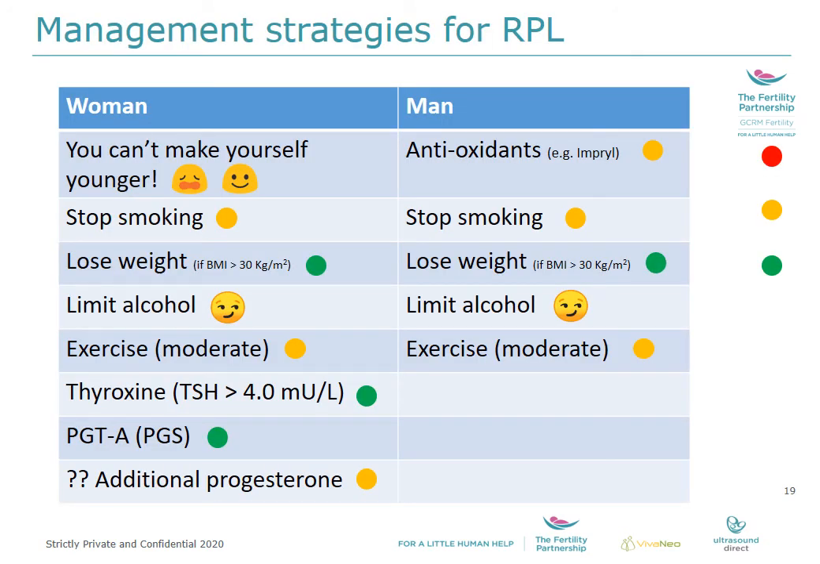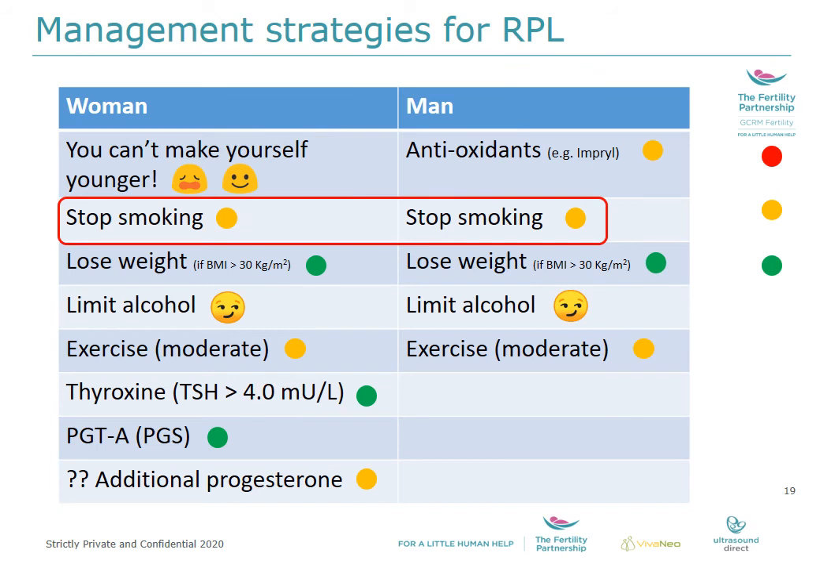So again, similar table, looking at management strategies for recurrent pregnancy loss. You can't make yourself any younger. You can't beat yourself up because you're 38, 39, 40 years old. That's just nature. If you smoke, in fact, once you're pregnant, there's no strong evidence that cutting smoking will reduce the risk of miscarriage, but it will reduce the risk of having a preterm birth, of having a small baby.